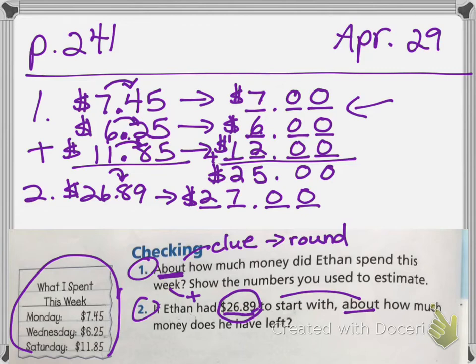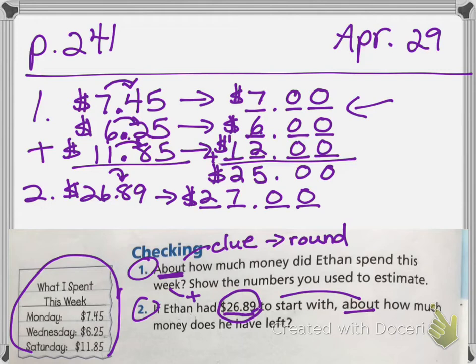Now, think about this language. He had $27 to start with. He spent about $25. We figured that out. How much money does he have left? Pause the video until you can find the clue word that tells you whether to add or subtract in the sentence for number 2.